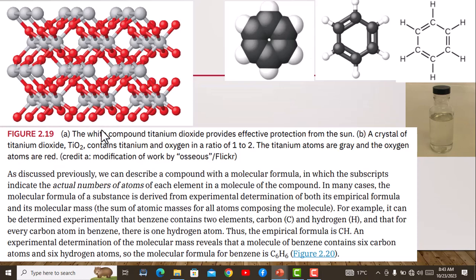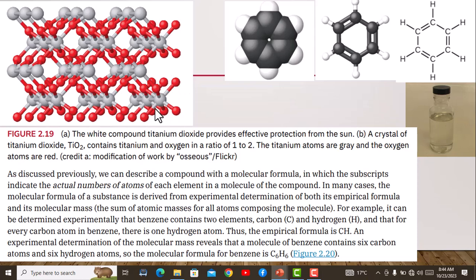All right. The white compound titanium dioxide provides effective protection from the sun. A crystal of titanium dioxide contains titanium and oxygen in the ratio 1:2. For one titanium, you need a diatomic molecule of oxygen. The titanium atoms are gray and the oxygen atoms are red. So we have gray as titanium and red as the oxygen atoms. And there it is, the ball and stick model.